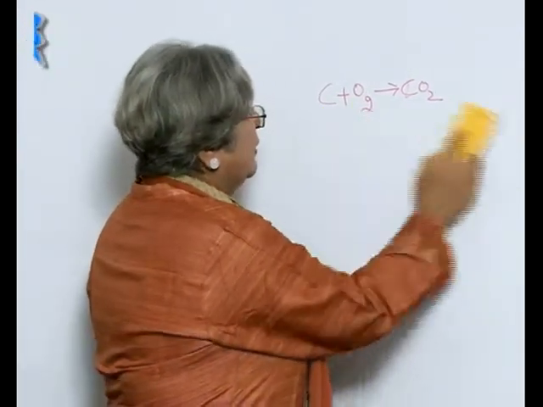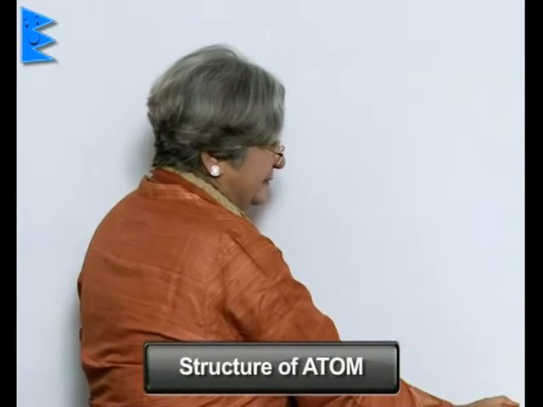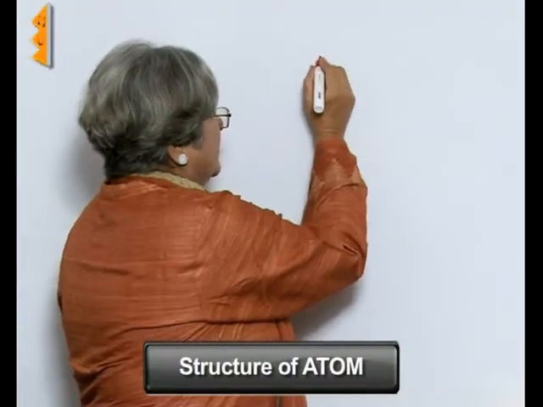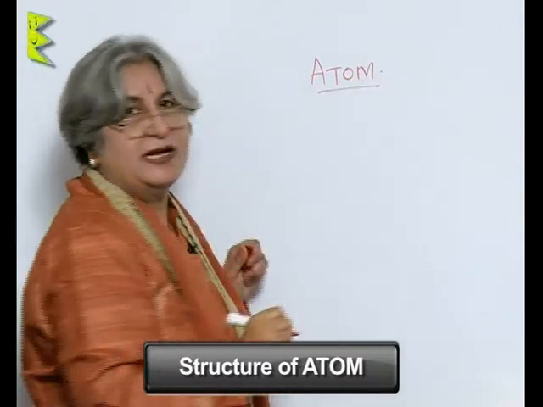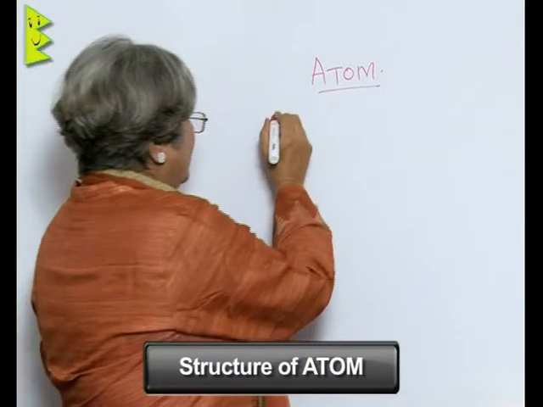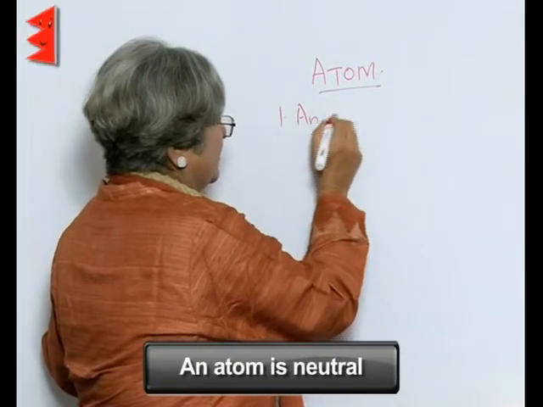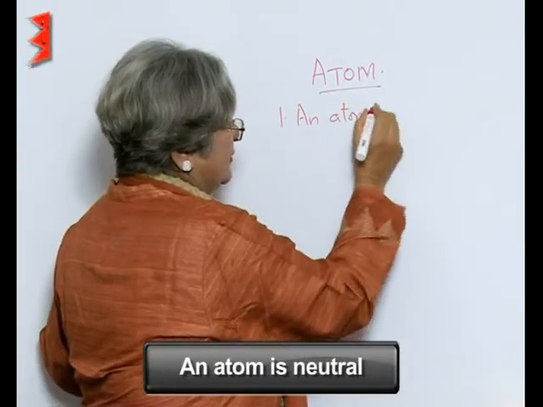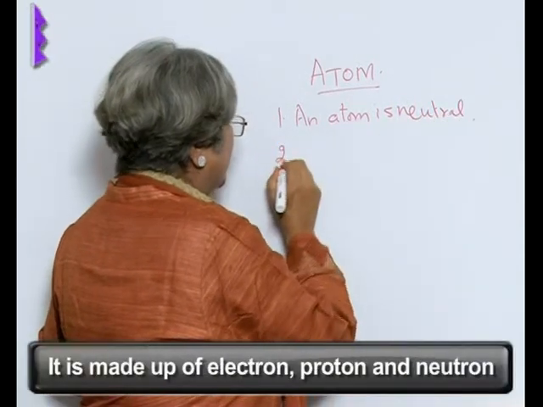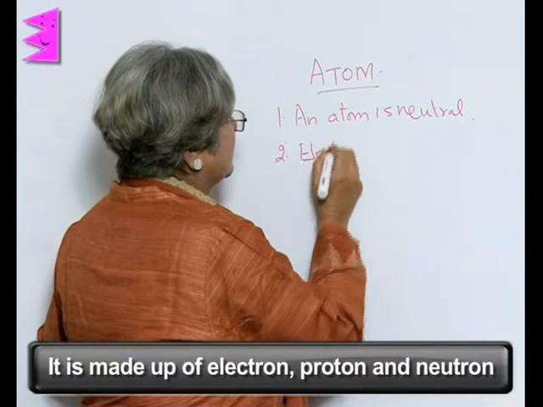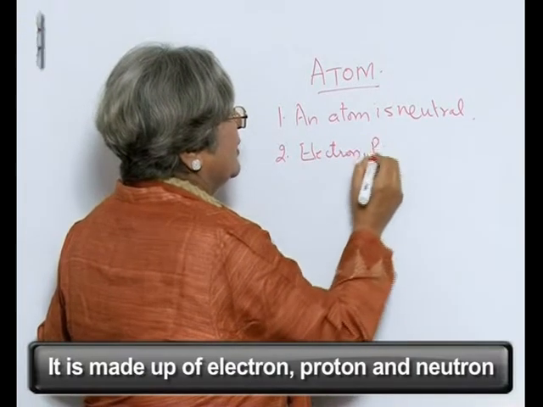So, the structure of atom. Let us recapitulate the structure of atom. An atom is neutral. It is made up of electrons, proton and neutron.